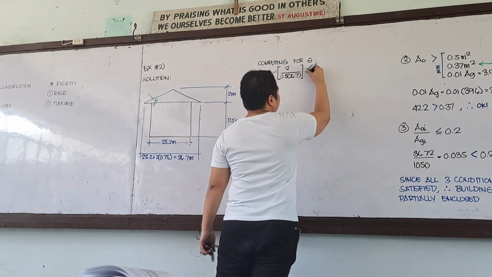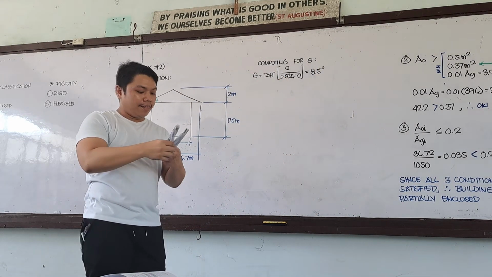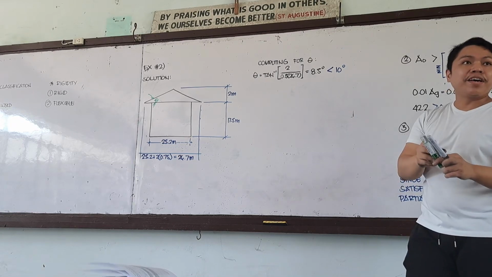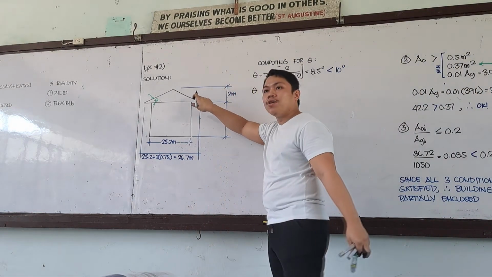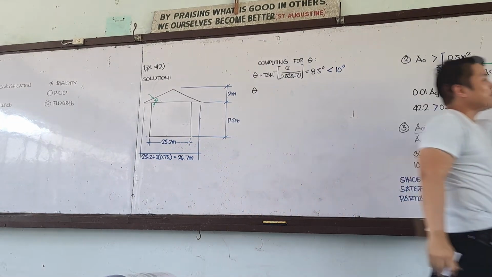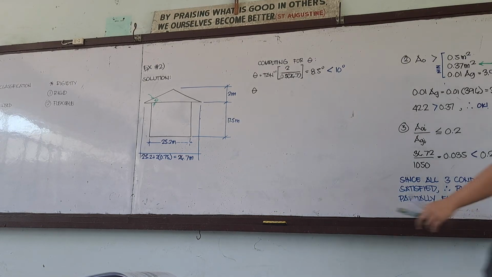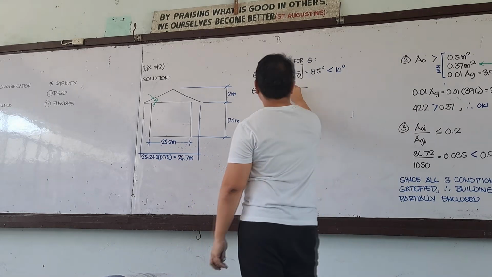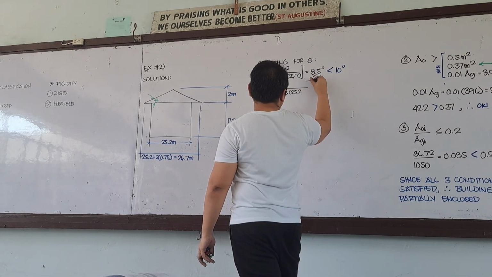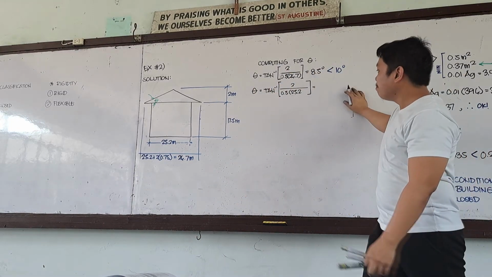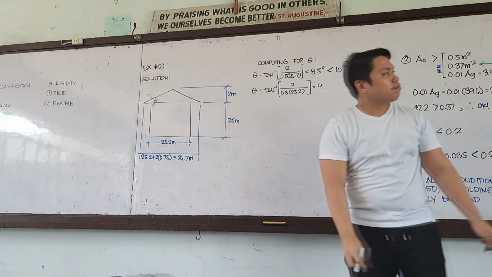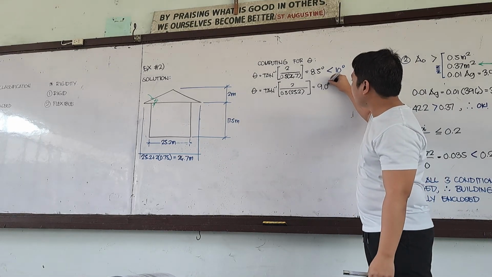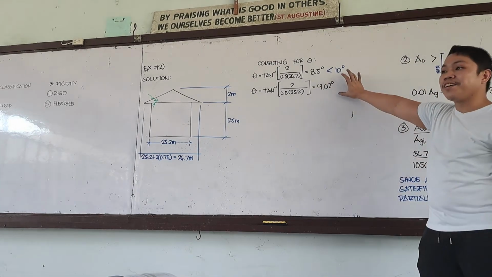That gives 8.5 degrees, which is less than 10 degrees. What if we used 25.2 instead, without the 0.75 overhang? Tangent theta is 2 over 0.5 times 25.2, which gives about 9.01 degrees. Take note that this is the example.